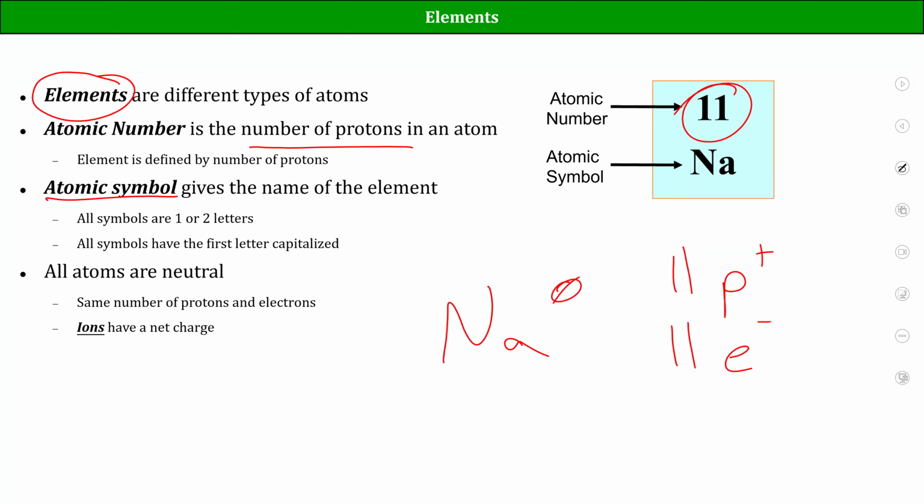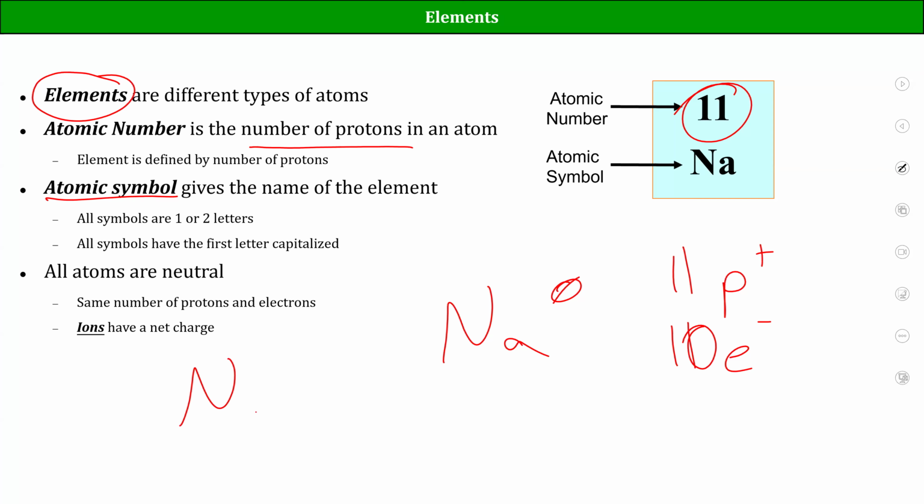So if we change the number of protons, we change what element it is. We change the number of electrons, we change its charge. If we lose an electron from a sodium, if we had 11 protons but only 10 electrons, what's the overall charge? We have a mismatch of 1 here, right? Which means our charge is going to be 1. Is it going to be positive 1 or negative 1? We have 1 extra proton, so that gives us a +1 charge.